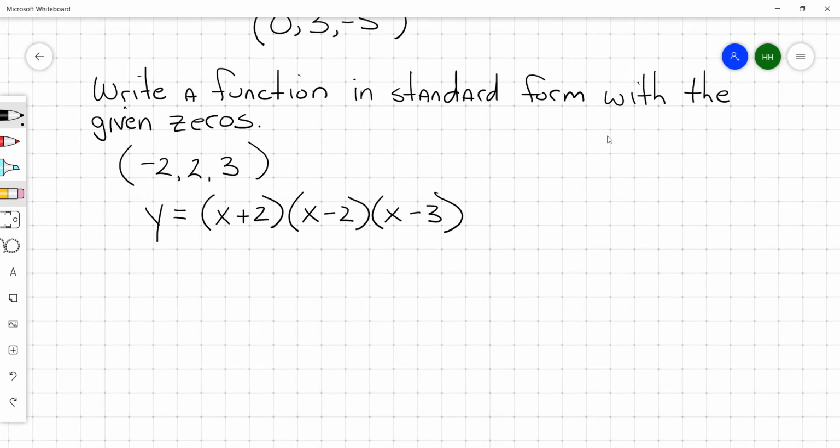All right, now you have to do some multiplication. So now what you do is you take this first factor and you multiply it by the second factor. So you take x times x, which is x squared. X times -2 is -2x. 2 times x is positive 2x. And 2 times -2 is -4. You bring along the third factor, which is x minus 3.